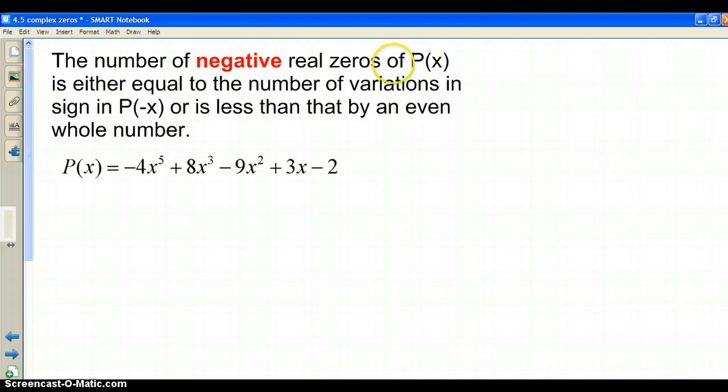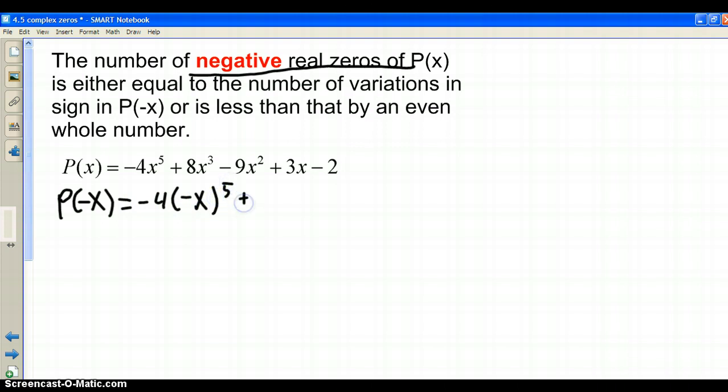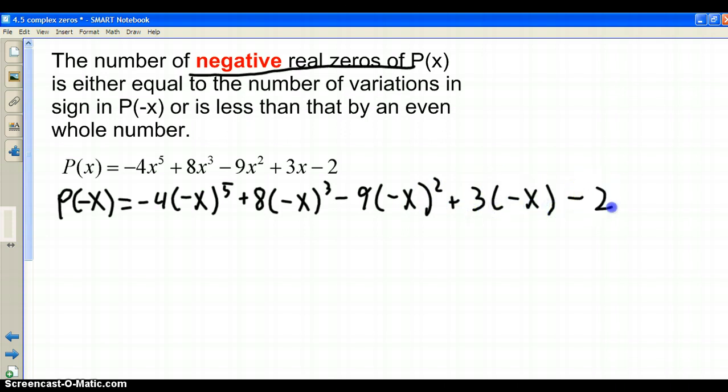Number of negative real zeros. So now we can tell about the negative real zeros by plugging in negative x. It says plug in negative x. So if I plug in negative x here, I get negative x to the 5th plus 8 times negative x to the 3rd minus 9 times negative x squared plus 3 times negative x minus 2.